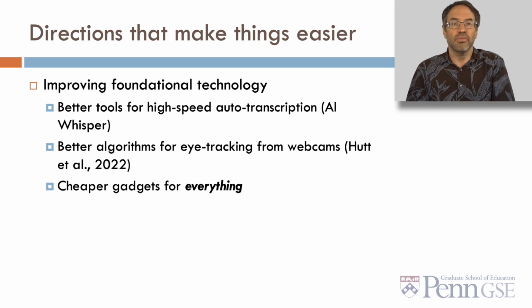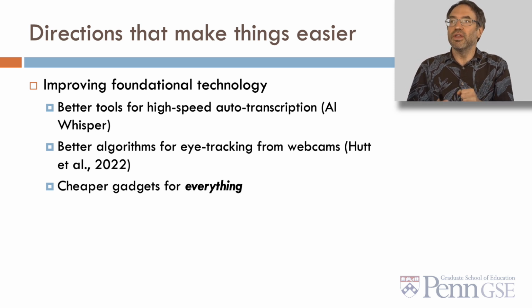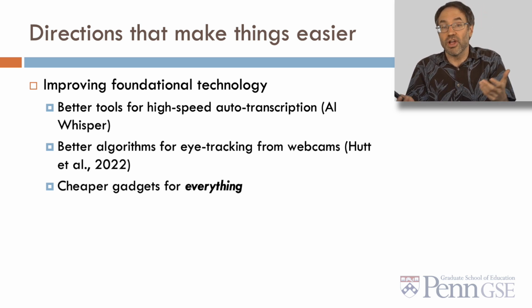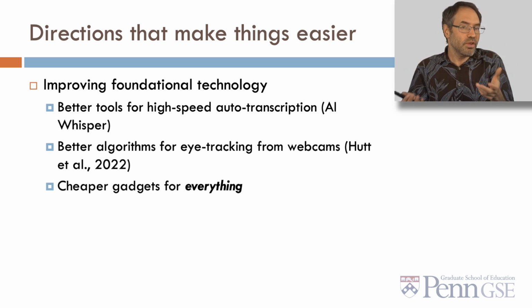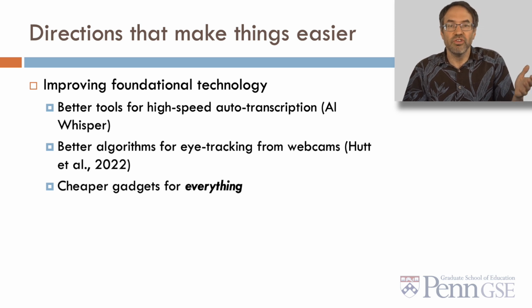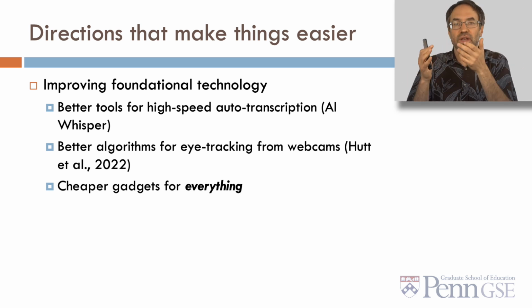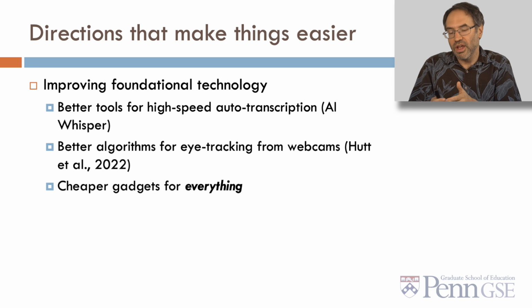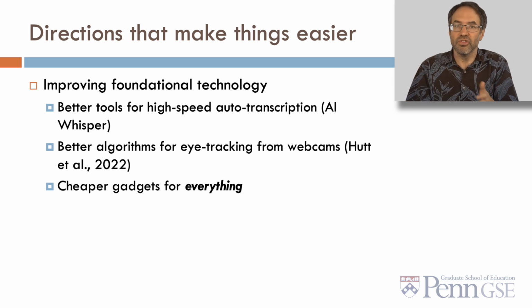There's also been, over time, improving algorithms for things like eye tracking from webcams. Stephen Hutt and Caitlin Mills and their colleagues showed that we can now do a lot better with webcams for eye tracking, even on people across skin color and eye color. And another big improvement in foundational technology is simply cheaper gadgets for everything. If we can have much cheaper sensors, then we can deploy the sensors at much greater scale.